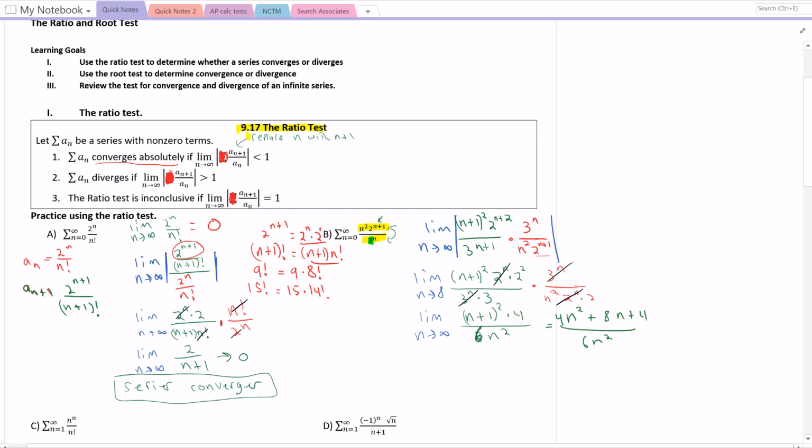And then we're still taking the limit. We still need the limit here as n goes to infinity. We can use an end behavior model. This is going to approach, those cancel, 2/3, right? That's 4/6, which is 2/3, which is less than 1. So the series converges.